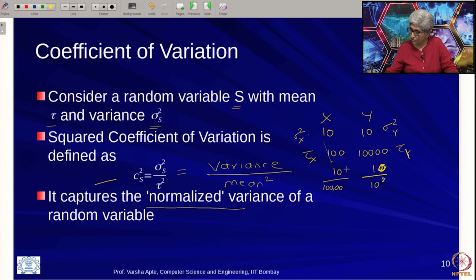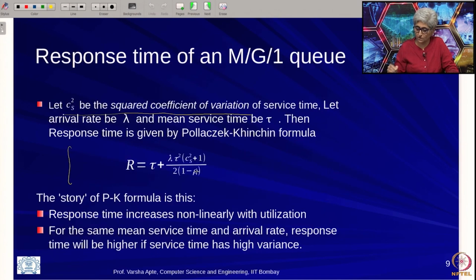Okay. So, now this is greater than this, 10 divided by 10,000 is greater than 10 divided by 10 raised to 8, obviously. So, this is a metric that shows that x has inherently more variability, relatively more variability than y. Okay. So, that is what this captures. And so, its coefficient of variation is used in this Pollaczek-Khinchin response time formula.